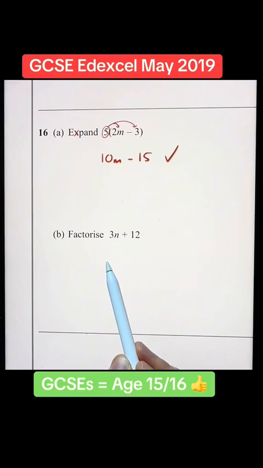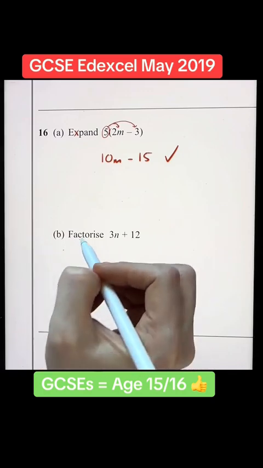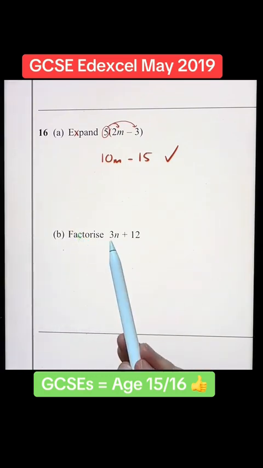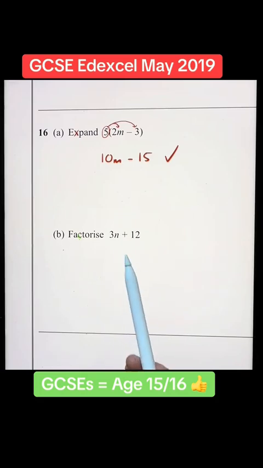Part B. Factorise 3m plus 12. Well, factorise is the opposite to expand. If expand means to multiply out, i.e. to remove the brackets, well, therefore factorise means to put back into brackets. A way of remembering is factorise has letter C in it, which looks a bit like a bracket. If we have 2 terms, we always try factorising into single brackets. We always want to take out the highest common factor for both numbers and letters.